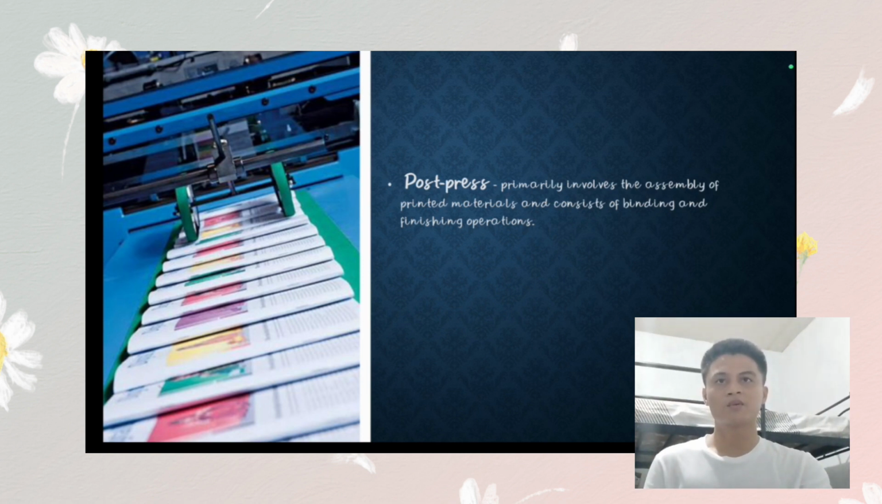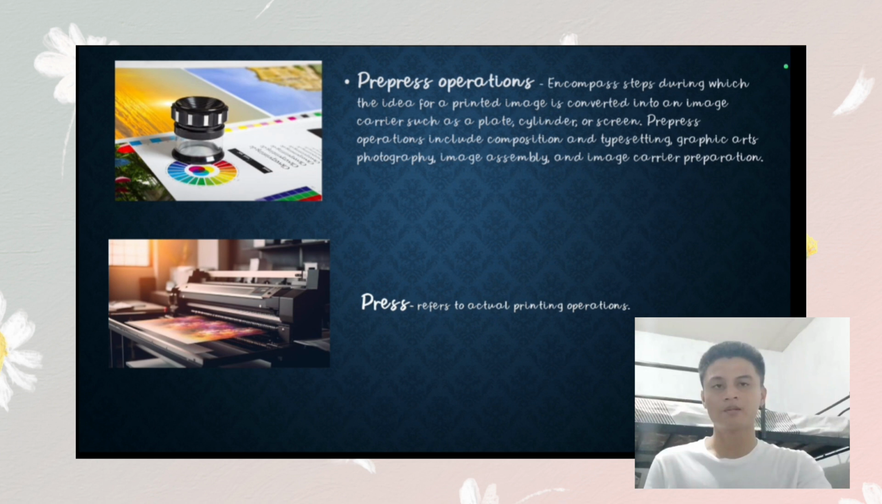So it means the post-press refers to the activities that take place after the initial printing of a document or project. This includes the arrangement of the finishing processes and treatments that enhance the final appearance and functionality of the printed piece. Post-press also involves quality control checks to ensure that the printed materials are free from any defects or errors. This may include checking for color accuracy, alignment, and print quality.